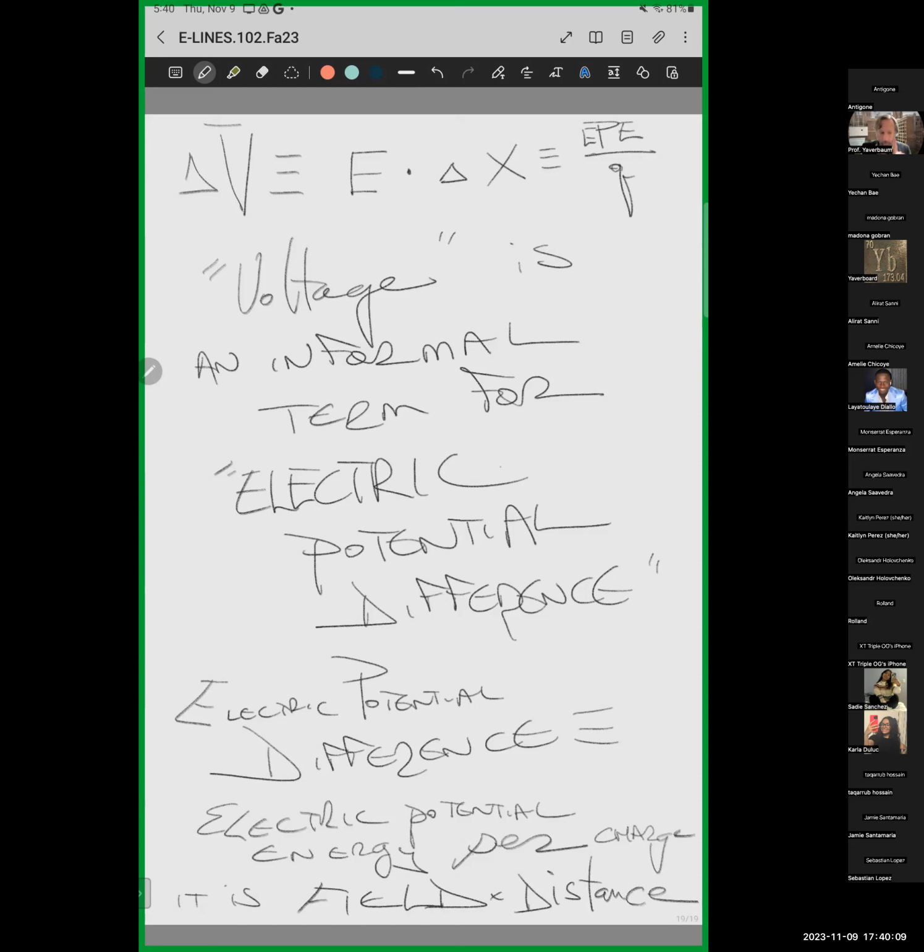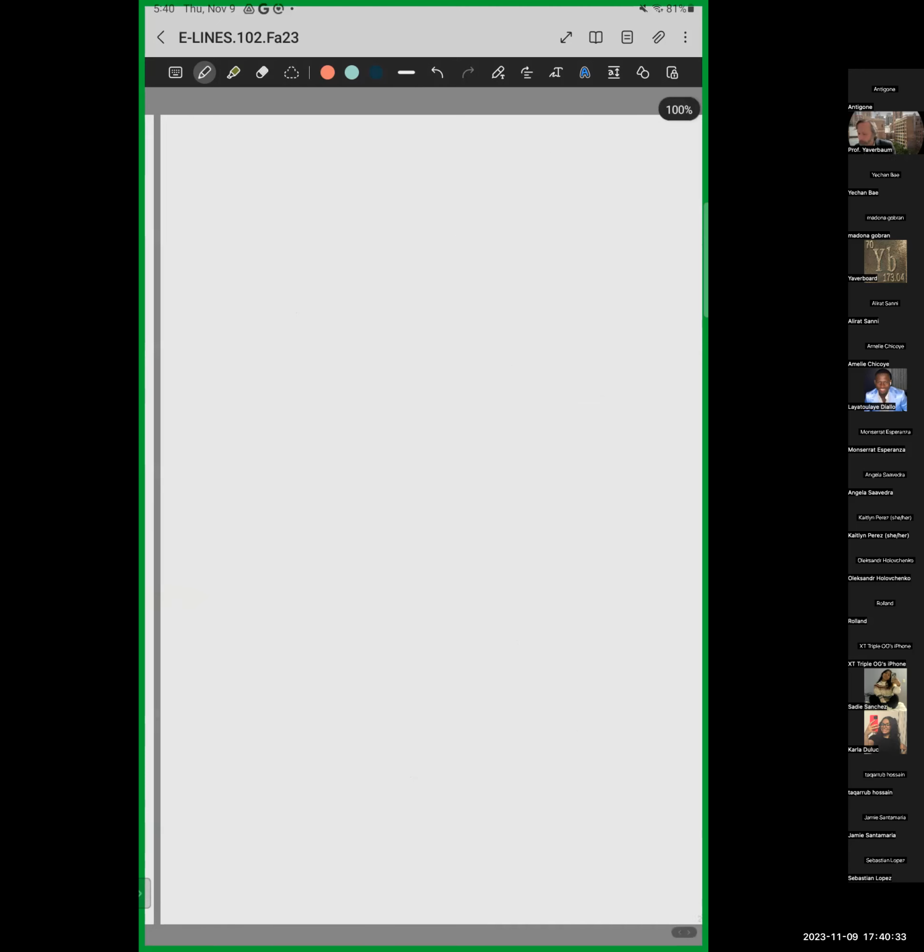Okay, and I know we have 5 minutes. Current is flow. Current is a rate. Current is how much charge passes by a given point in space throughout a given interval of time. That's what current is. Voltage is the nickname for electric potential difference.